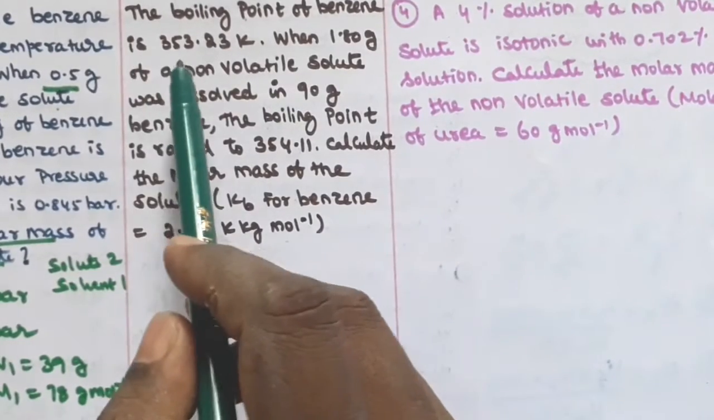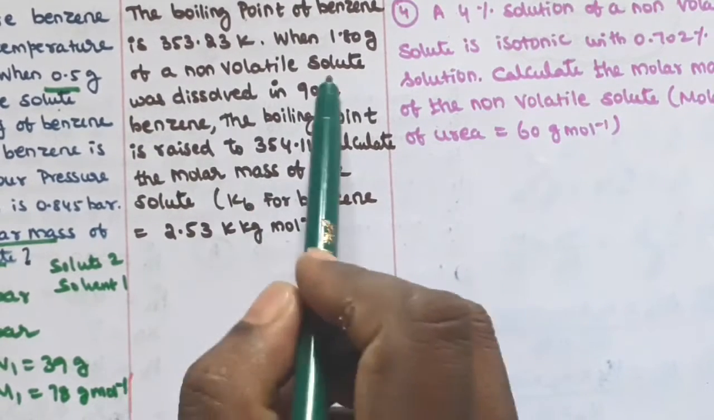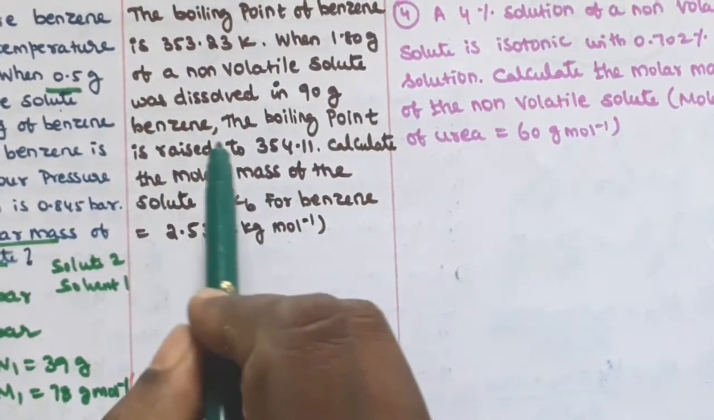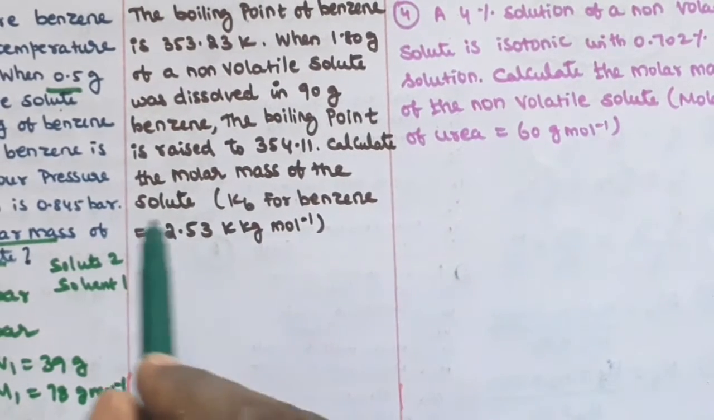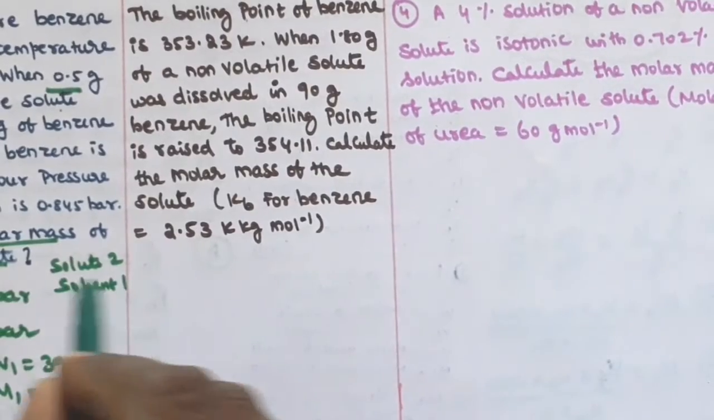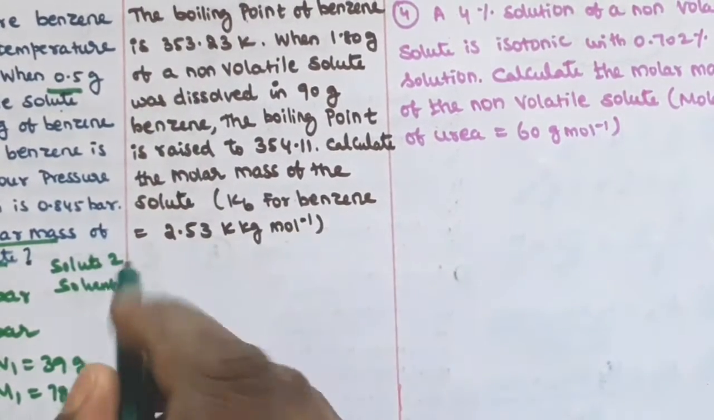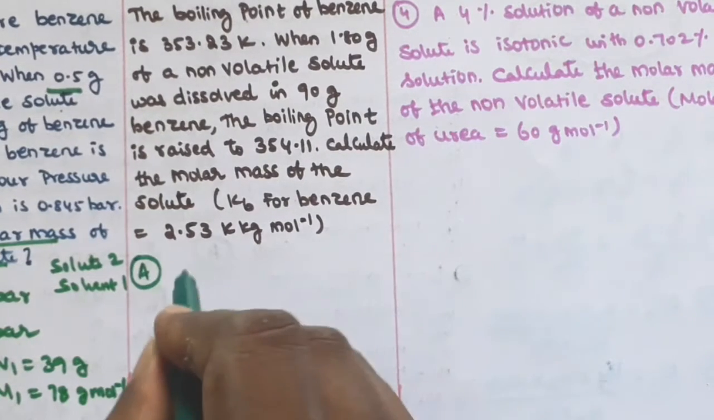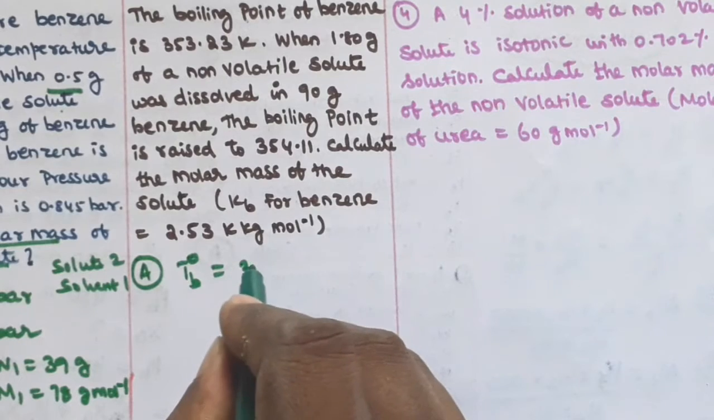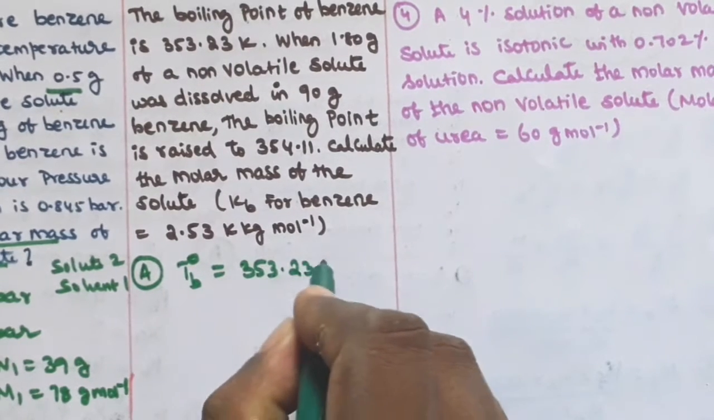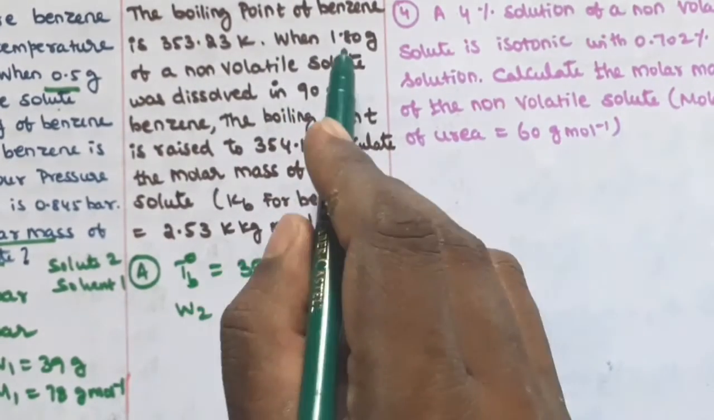The boiling point of benzene is 353.23 Kelvin. When 1.80 grams of non-volatile solute is dissolved in 90 grams of benzene, the boiling point is raised to 354.11. Calculate the molecular mass of the solute. Given Kb for benzene as 2.53 Kelvin kilogram per mole. So the boiling point of pure solvent benzene is 353.23 Kelvin. After mixing the non-volatile solute, the boiling point increases.